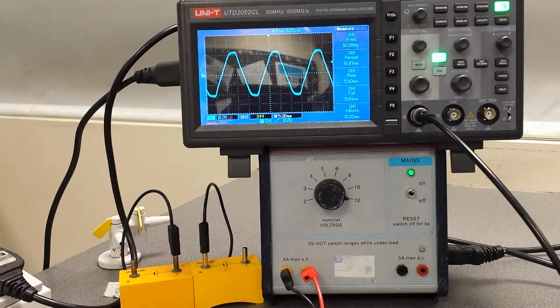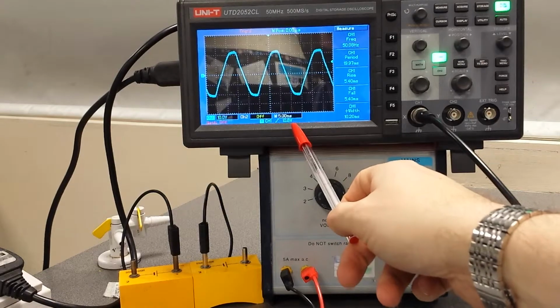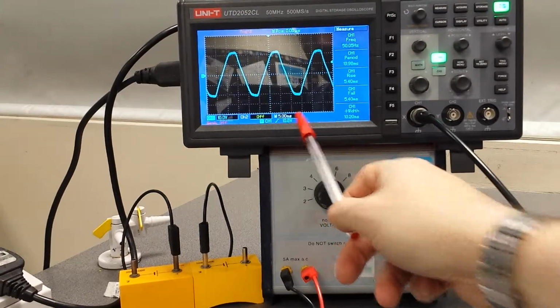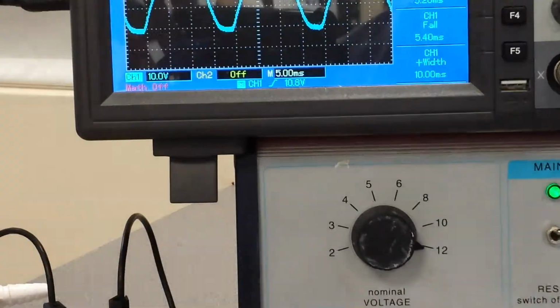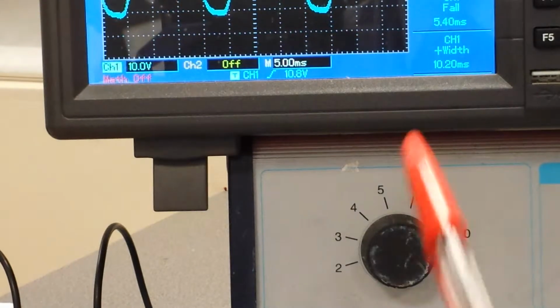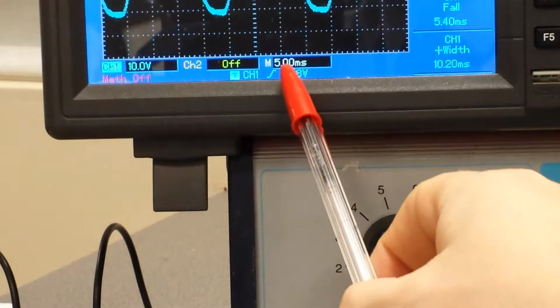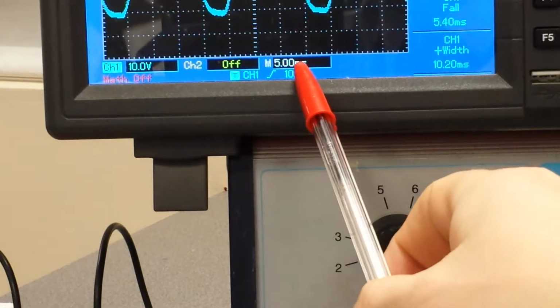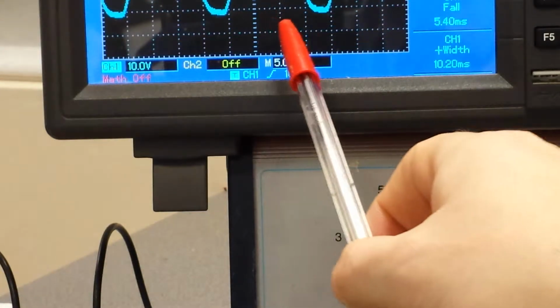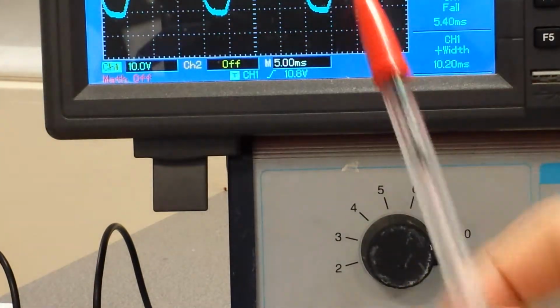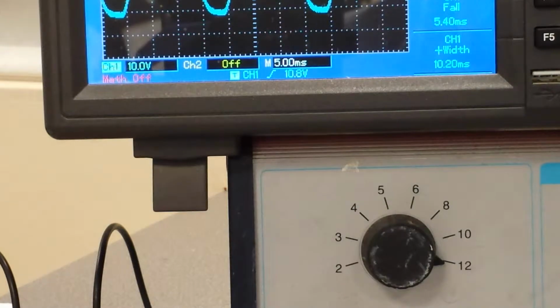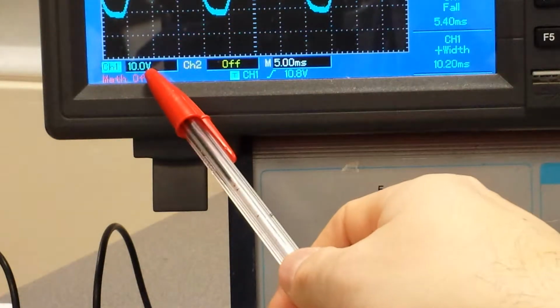Now, it's an amazingly complex bit of kit, but we only need to know for GCSE and A-level some quite simple things, really. So firstly, we need to look at this part down here. So if I zoom in a little, I'll show you. It tells us what the scale is. So here it's telling us that it's 5 milliseconds for each of the squares in this direction. Sometimes the squares are called divisions. The other one here says 10 volts.